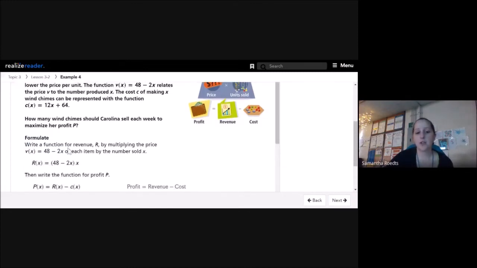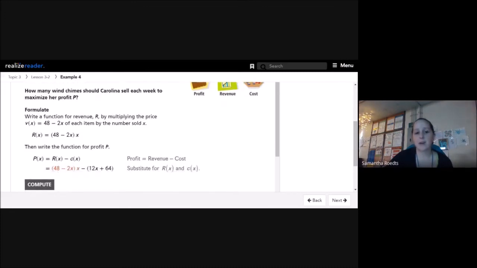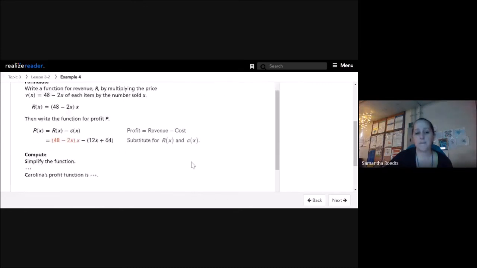So I can write a function for revenue r by multiplying the price v of x equals 48 minus 2x of each item by the number sold x. Okay, then I write the function for profit p. So p of x equals r of x minus c of x. So the profit equals the revenue minus the cost. So (48 minus 2x) times x minus (12x plus 64).